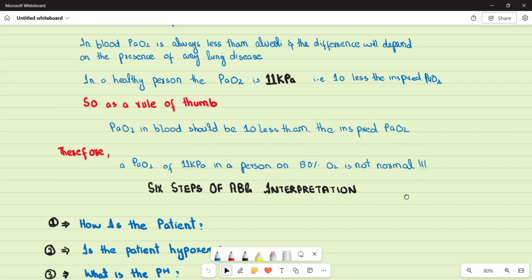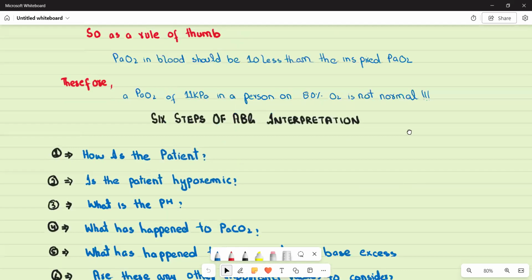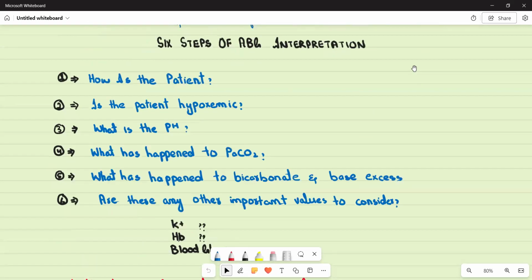Okay. Now, what are the six steps of ABG interpretation? So first of all, when you are looking at an ABG report, the first question that you need to ask yourself is, how is the patient? What is the clinical situation of the patient? What is going on with this patient clinically? What symptom is he experiencing?